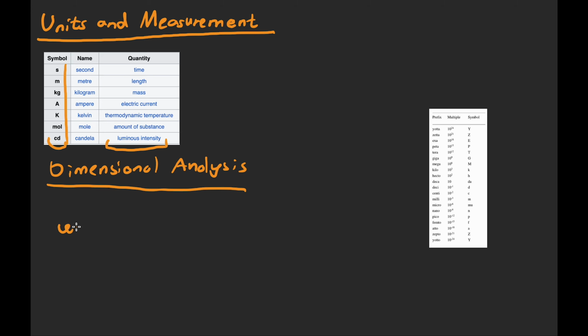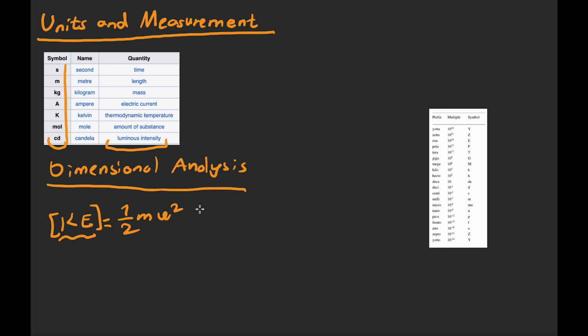Let's give a different example. Let's say that we're trying to find the dimensions of the kinetic energy of a system. The kinetic energy of a system is described as half times the mass times the velocity squared. Note that the dimensions of a quantity are showcased in these square brackets.